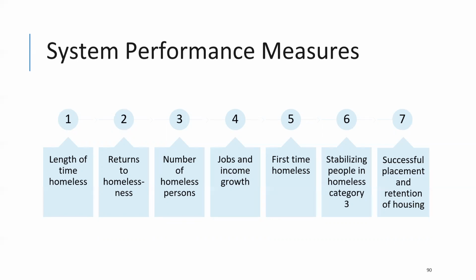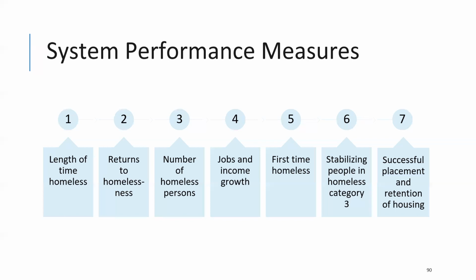So the different system performance measures that HUD looks at is the length of time homeless, so the average and the median length of time homeless in the CoC, how long it takes folks to exit homelessness to permanent housing. It looks at returns to homelessness, so what percentage of folks are returning to homelessness after exiting to permanent housing. It looks at the number of homeless persons, primarily looking at your point in time count data. Jobs and income growth, it looks at what percentage of folks are increasing their income, whether it's through employment or non-employment income. It looks at the number of first-time homeless, so how many folks are experiencing homelessness for the first time.